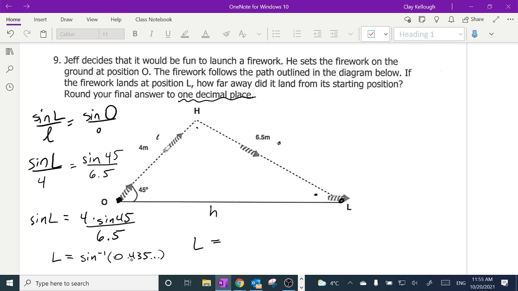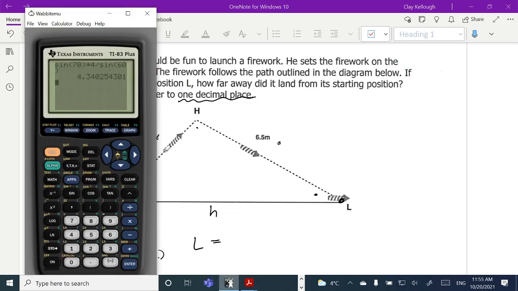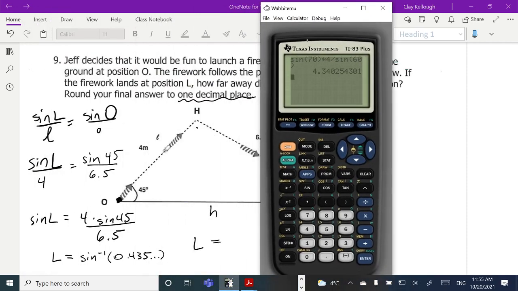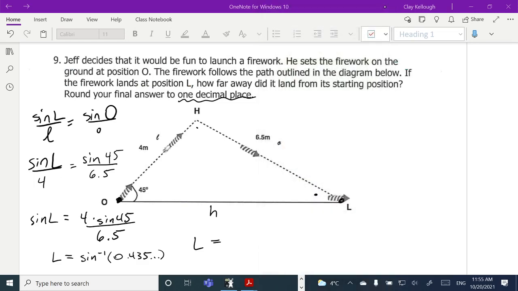Maybe I actually will punch this just to remind you how that looks on your calculator. Clear. 4 times the sine of 45, close brackets, divided by 6.5 equals 0.435. Then the inverse sine of my answer. And there we go. 25.8 is my answer.